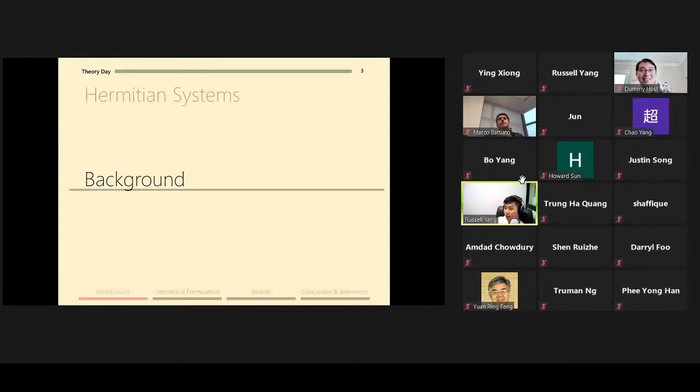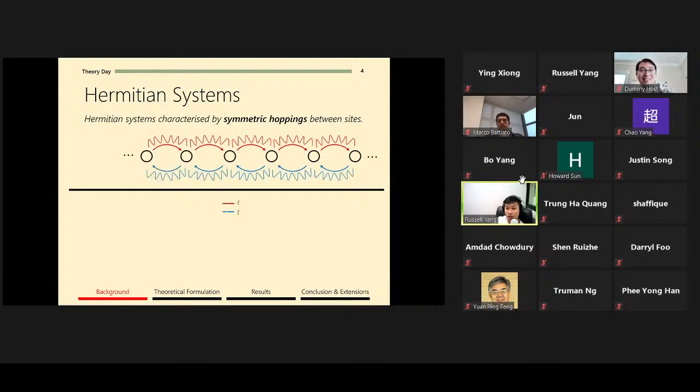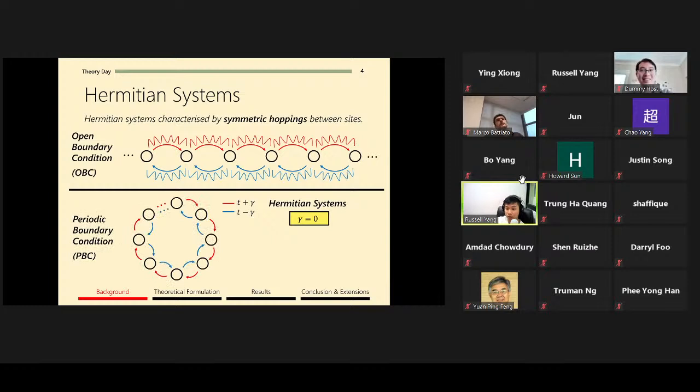So first, let's explore some background. Before understanding non-Hermitian systems, we must first understand what Hermitian systems are. By definition, it is a Hamiltonian whose Hermitian conjugate equals itself. In the context of condensed matter systems, this corresponds to systems with symmetric hoppings between sites. We can then impose two boundary conditions on the system, the open boundary condition and the periodic boundary condition.